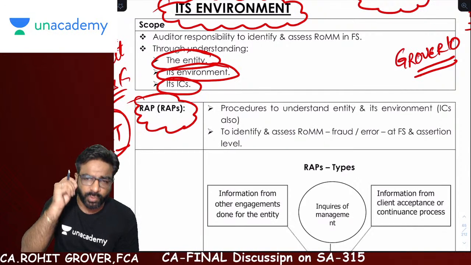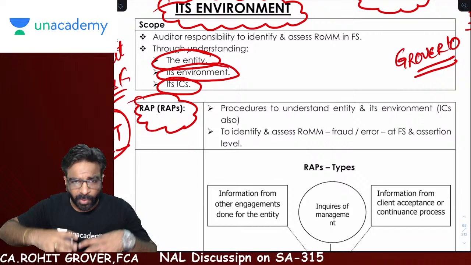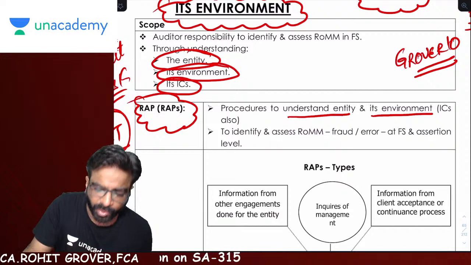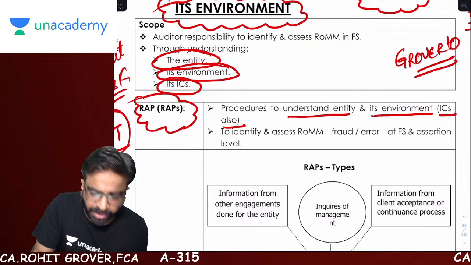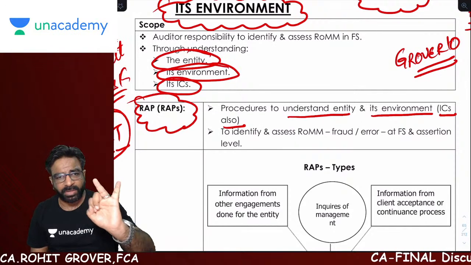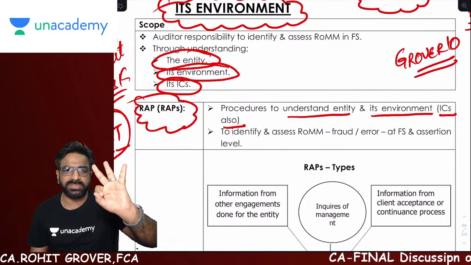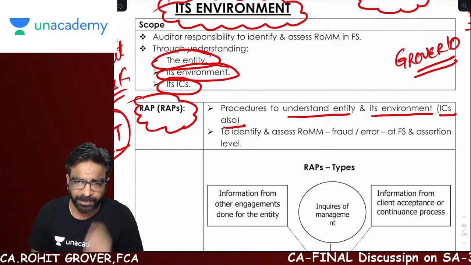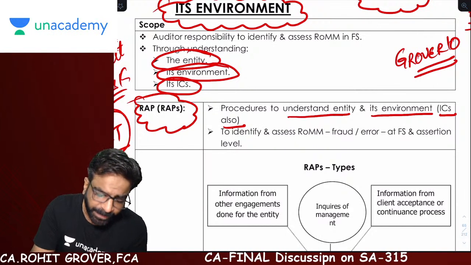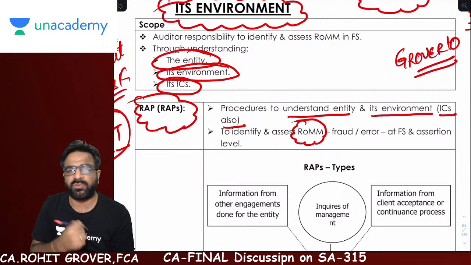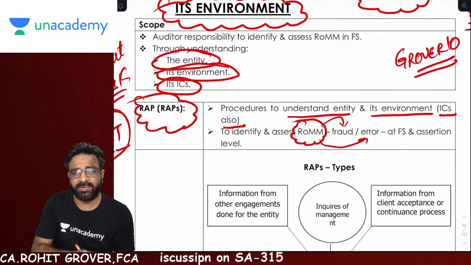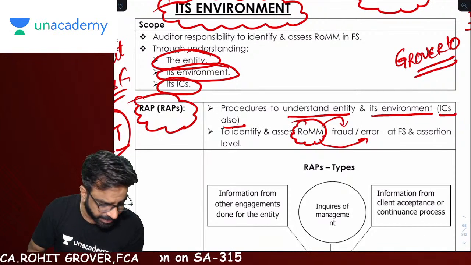These are those risk assessment procedures which the auditor should apply on the entity to understand the entity, to understand the environment of the entity, and to understand the internal control systems of the entity. And after applying the risk assessment procedures, you will be able to identify ROMM. What is ROMM? ROMM stands for frauds and errors, which may take place at the balance sheet level or at the assertion level. I hope everyone is clear.